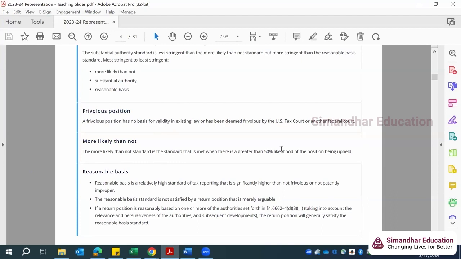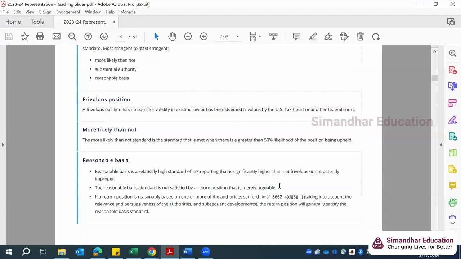More likely than not standard, I've already explained. So let's now understand a little bit about reasonable basis. Now, reasonable basis is the standard which is least stringent, but it is also equally important because many a times, if you have a reasonable basis to believe that what you've done is correct, you can avoid a lot of penalties that are associated with it.